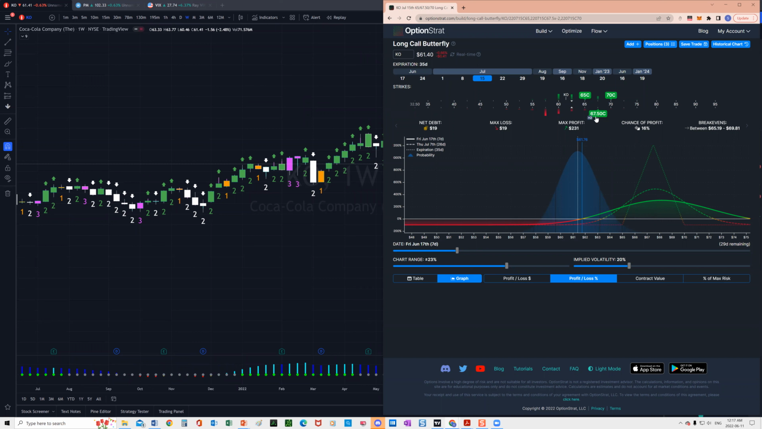Now let me explain this to you. Okay, we have a call debit spread and a call credit spread combined. Right, so we're long a call debit spread and we're short a call credit spread. When you are putting a butterfly on, you do it as a spread. When you are taking a butterfly off, you're doing it as a spread.